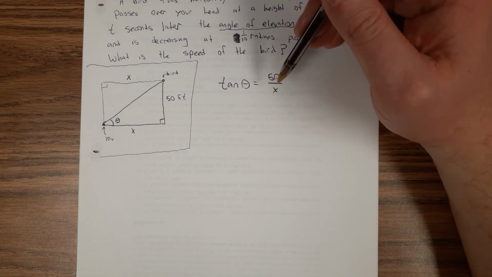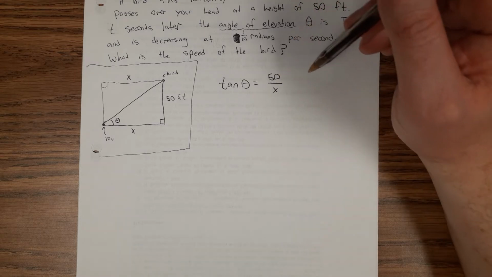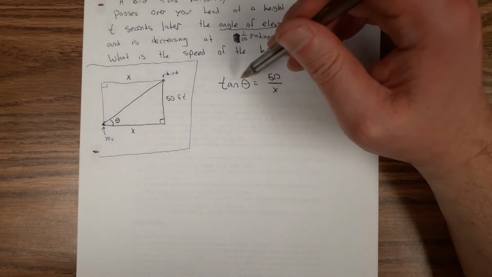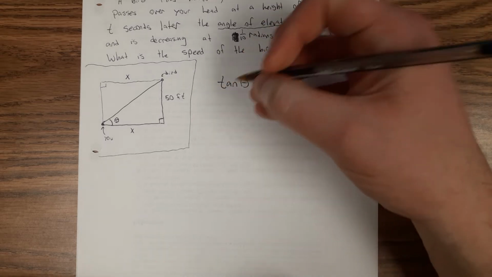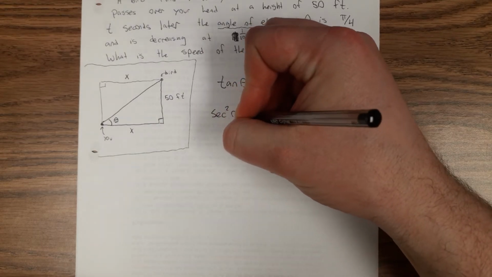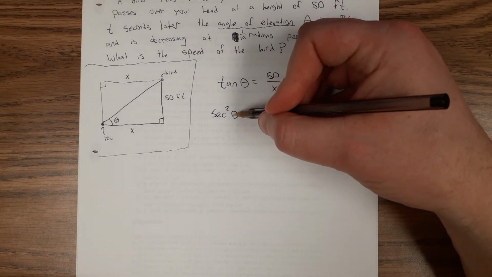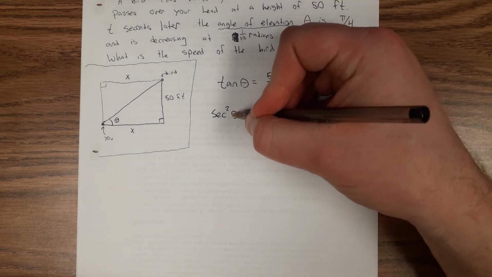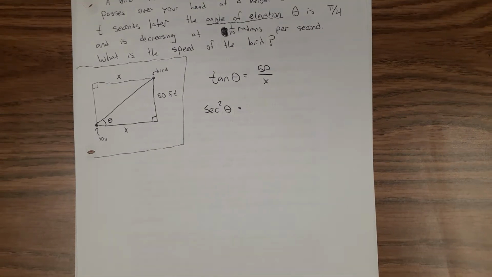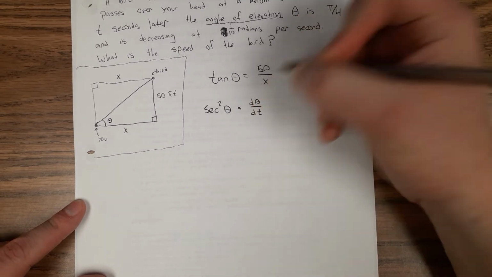Let's do the derivative of both sides. And I'm doing the derivative of both sides with respect to t, time. So here's how this goes. Here I have tan theta. The derivative of tangent is secant squared. But I'm not done because I'm doing the derivative with respect to time. So every time I do something like this, I have to multiply by the derivative of the inside. This is like the chain rule. The inside is just theta, and the derivative of theta is this.